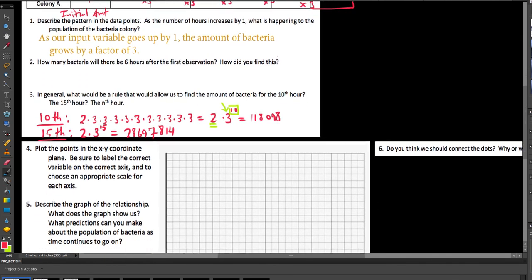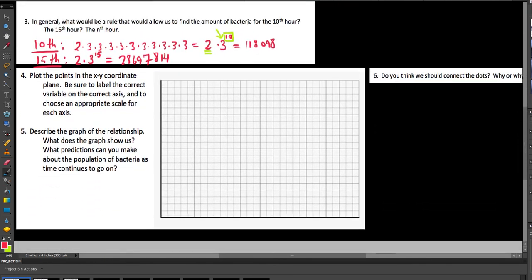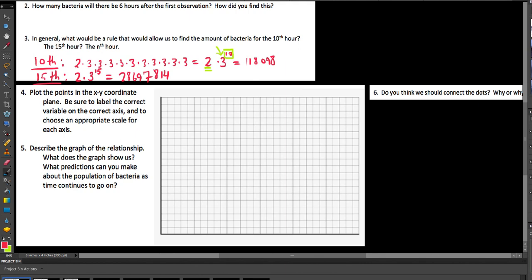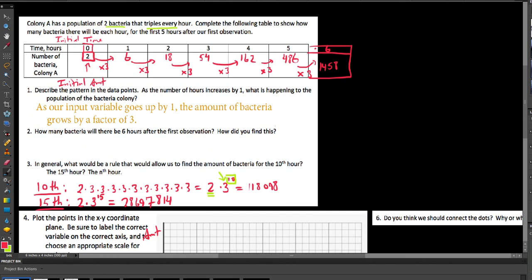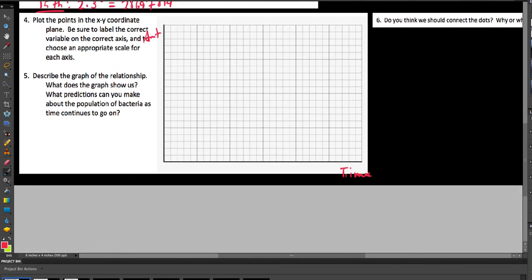So what we're going to do is plot the x and y coordinates on the plane and label the correct variable on the correct axis here. So down here we're going to put time. Excuse me, let's see if I can write on this here. We'll put time. And then here we're going to put amount. In terms of time, we're going to start at time 0 and go out to the right, maybe 6 hours. But in terms of amount, we're going to have to go up to at least maybe 500 to capture the 5th hour here. So maybe we do this.